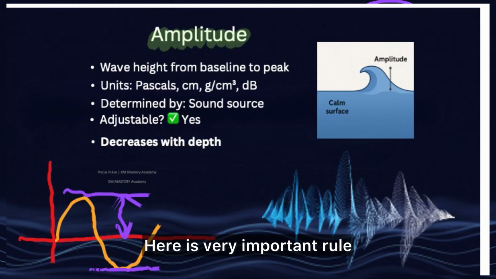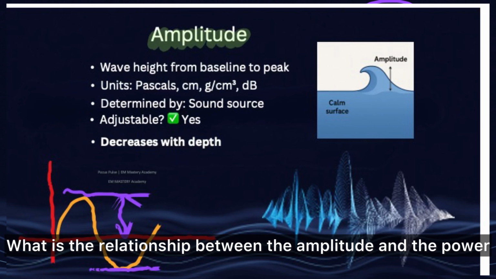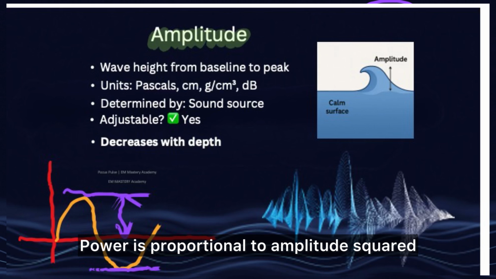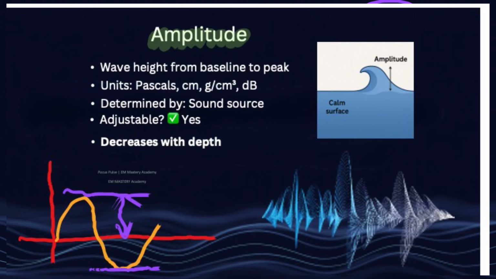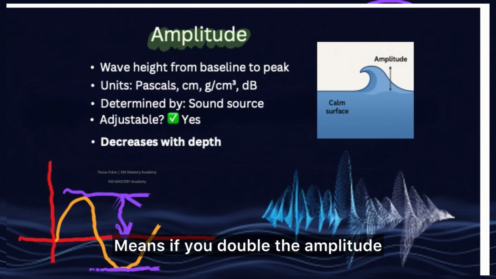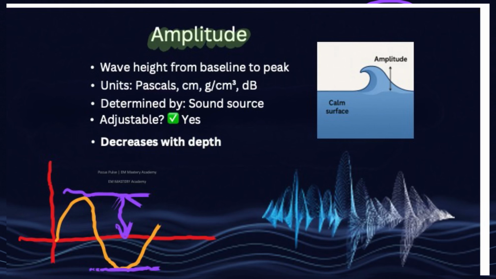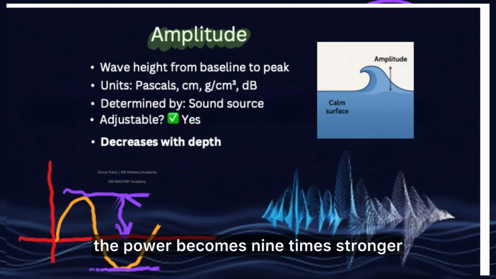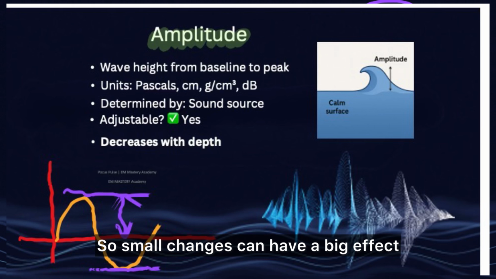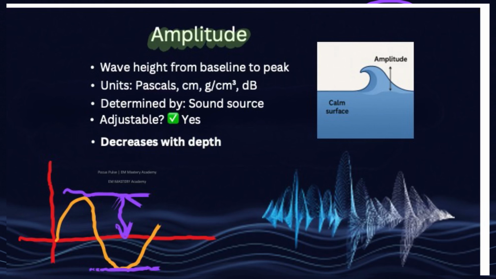Here is a very important rule that we need to keep in our mind. What is the relationship between the amplitude and the power? Power is proportional to amplitude squared. What does that mean? It means if you double the amplitude, the power becomes 4 times stronger. If you triple the amplitude, the power becomes 9 times stronger. So small changes can have a big effect.